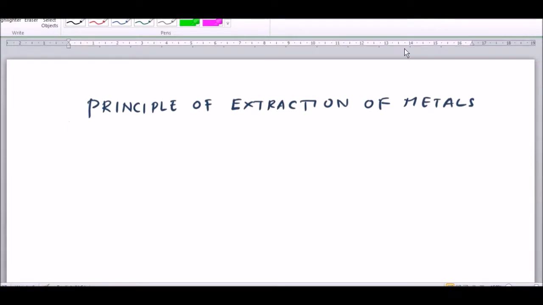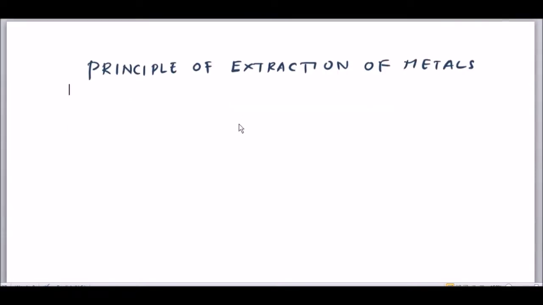Which means what are the various techniques used in the isolation of metals from their ores? What are the metallurgical treatments? What are the various steps involved in this that we are going to talk about. Meanwhile, you know what is called ore and what is called mineral.